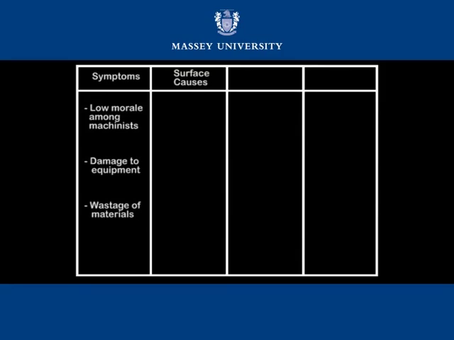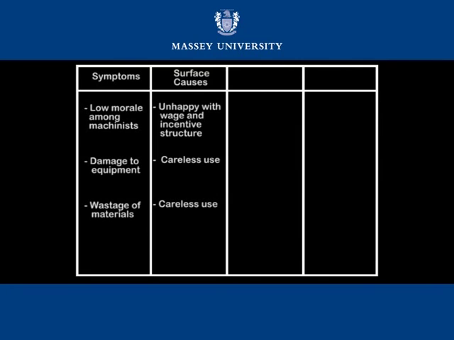These are causes that are already identified in the case study. The cause of the low morale among machinists is already identified in the case as unhappiness with the wage and incentive structure of the organization. According to the case study, the problem of damage to equipment is caused by careless use of the equipment, and the wastage of materials is caused by careless use of the materials.